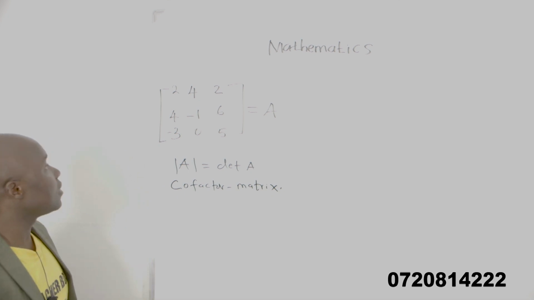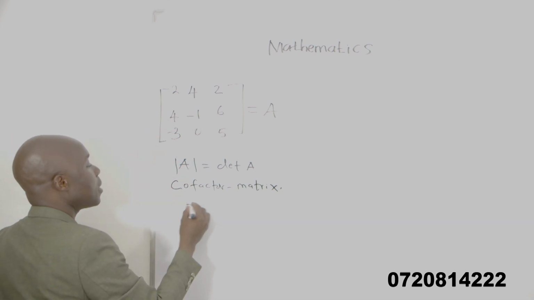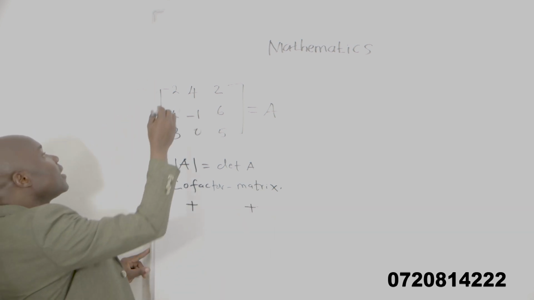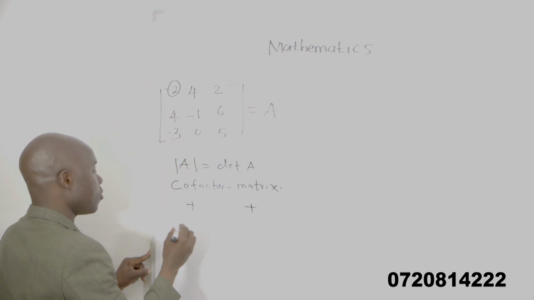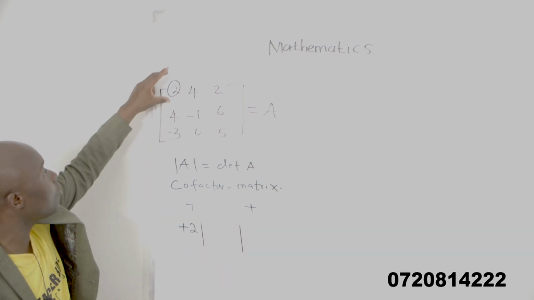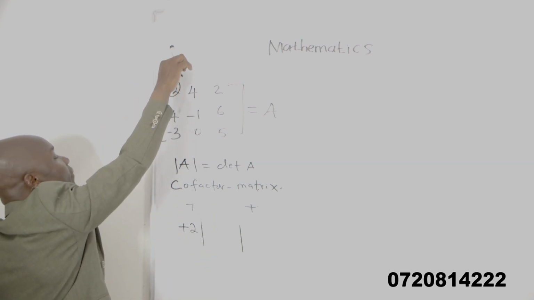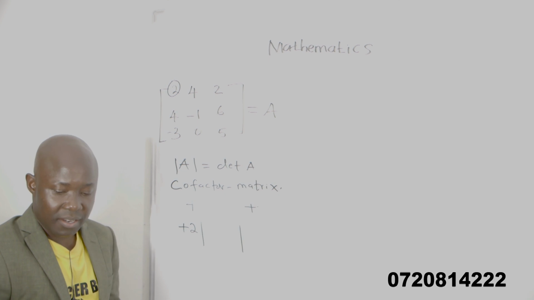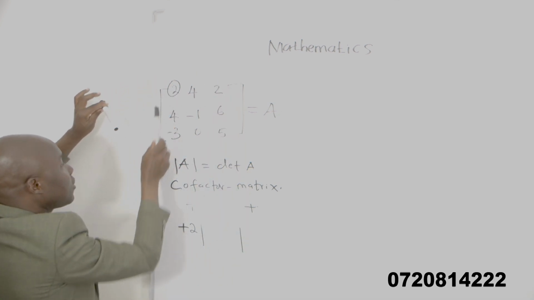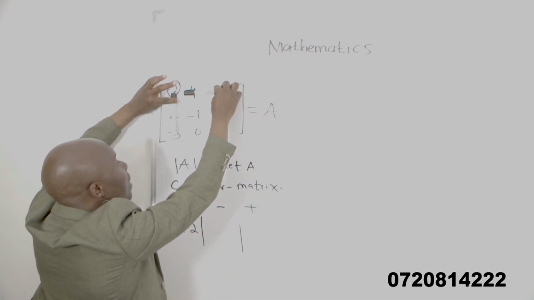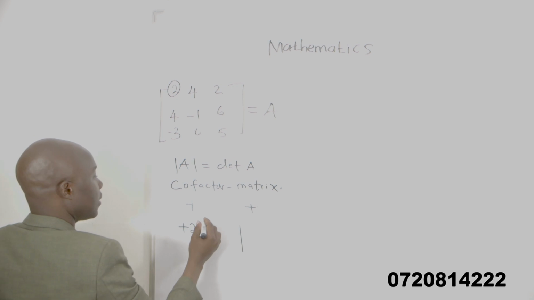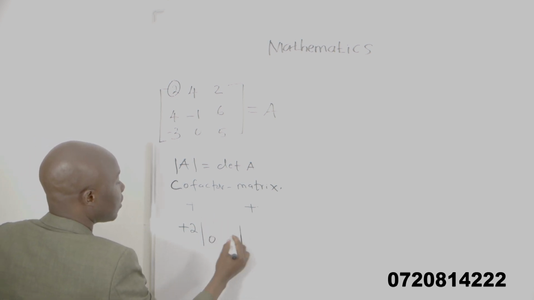So the formula is always you write plus, minus, then plus. How do you go about this? You consider the first entry. We have 2, so we are going to put plus 2. Then you get the cofactor matrix. When you go at 2, you delete the entire column and the entire row, because I've identified 2. So whatever remains is this matrix: negative 1, 6, 0, 5.